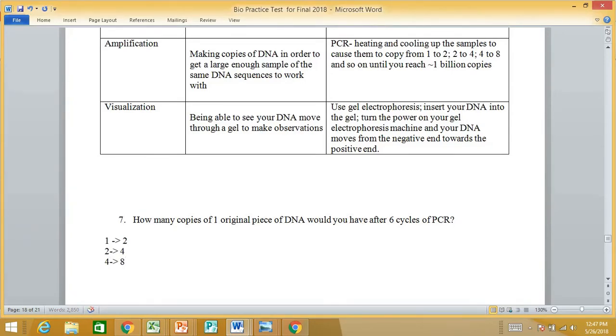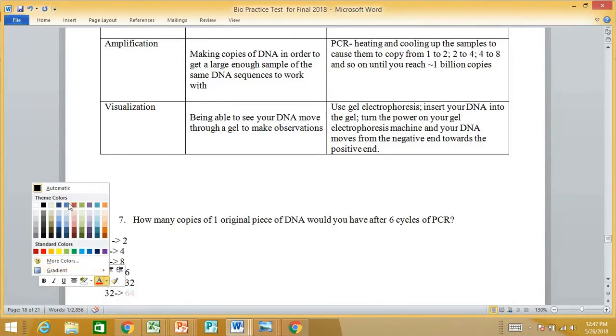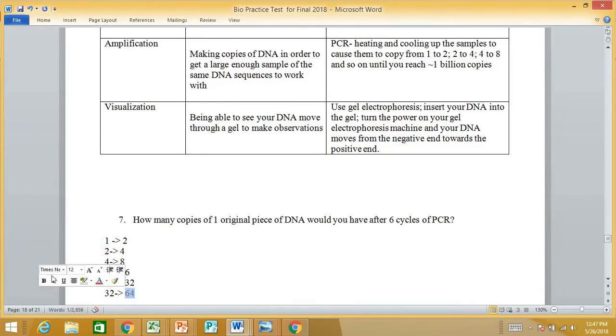So now we're at 3 cycles. 8 becomes 16. 16 becomes 32. We're at 4 cycles. Now we're at 5 cycles. So now we're at our 6th cycle. 64. So there's your answer. You would have 64 in just 6 cycles. You go from 1 to 64.